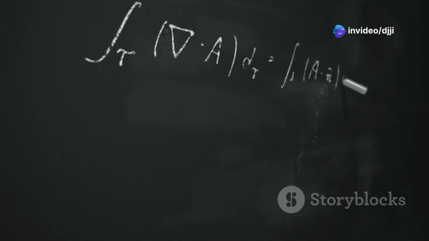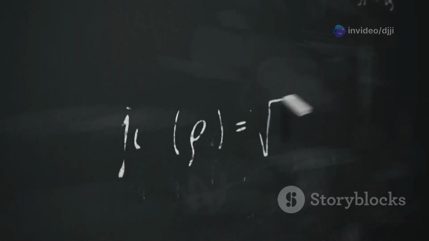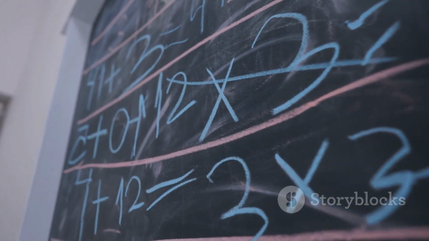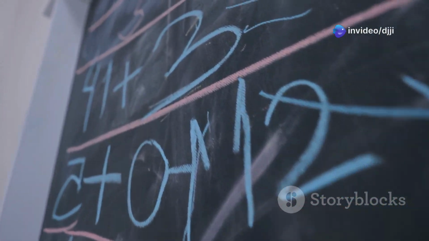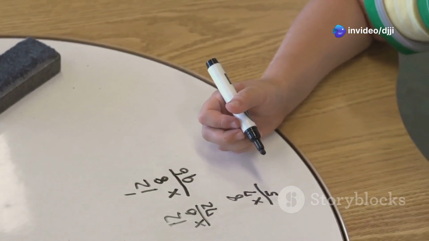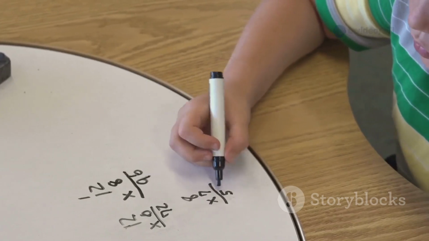Factoring the difference of squares is a method used to break down expressions of the form a squared minus b squared. This type of expression is called a difference of squares because it represents one square number being subtracted from another. The key identity to remember is a squared minus b squared equals a minus b times a plus b.